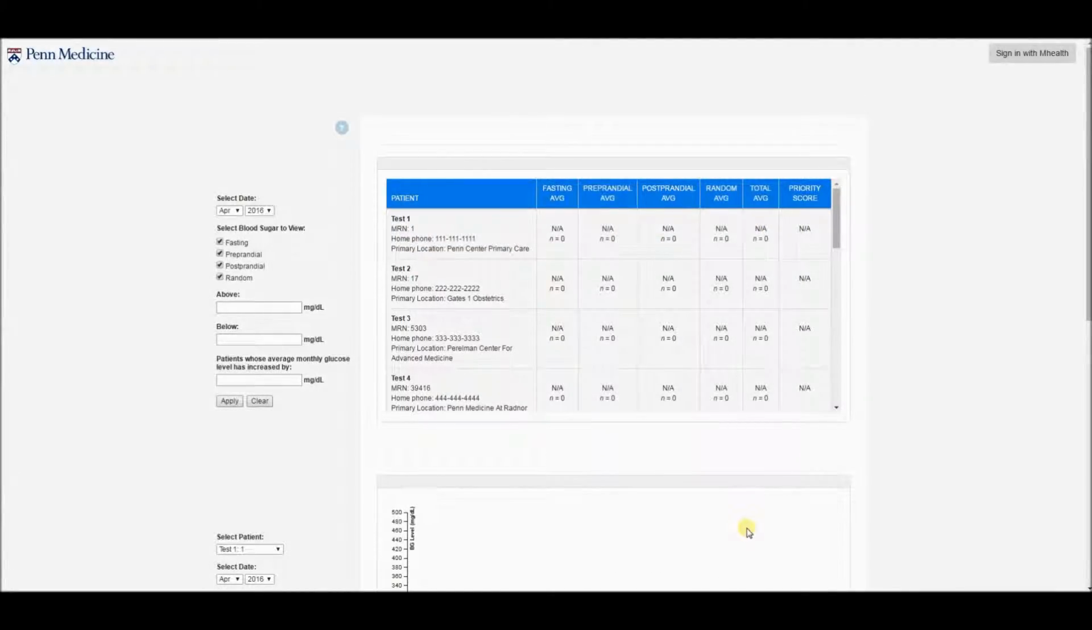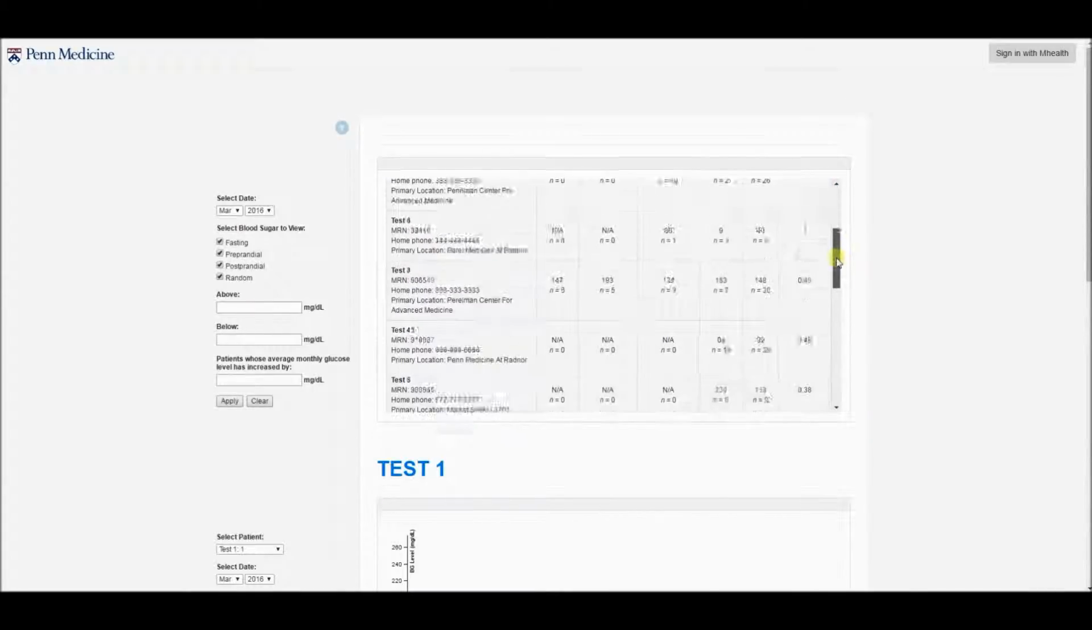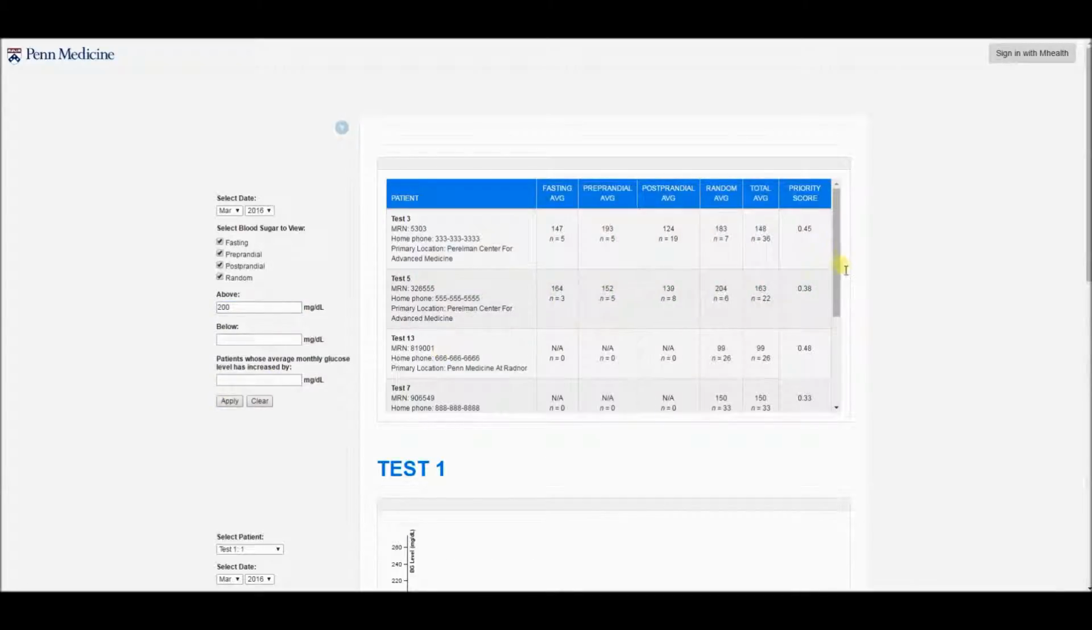On the left-hand sidebar, there are search functions that filter the table. First, providers must select the date of interest. We are going to skip the blood sugar classification checkboxes for a minute and look at the above and below text boxes. These text boxes provide the option of searching for patients who have had blood glucose levels above or below a user input. If any one of these text boxes is blank, then it simply ignores that search criteria. For example, I can search for patients who have had blood glucose levels above 200. I can also search for patients who have had blood glucose levels above 200 or below 100.